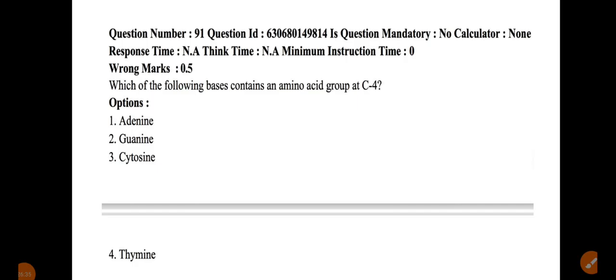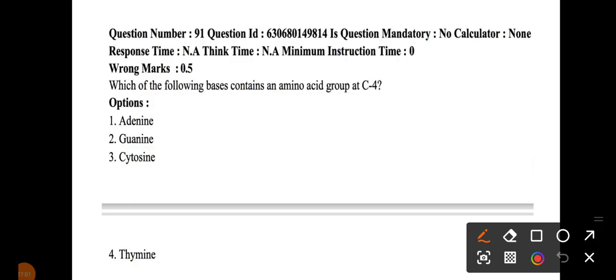Okay, the next one: which of the following bases contains an amino group at C4? Again, the same kind of question about the nitrogen bases present in DNA and RNA. The options are adenine, guanine, cytosine and thymine. Which base contains an amino group at the C4 position? That is cytosine.